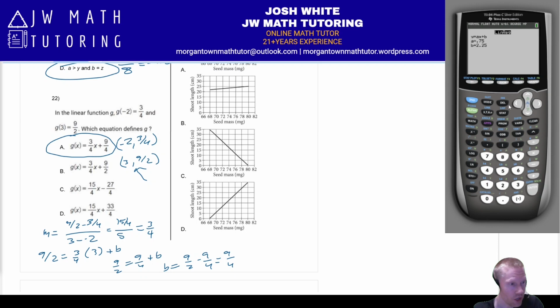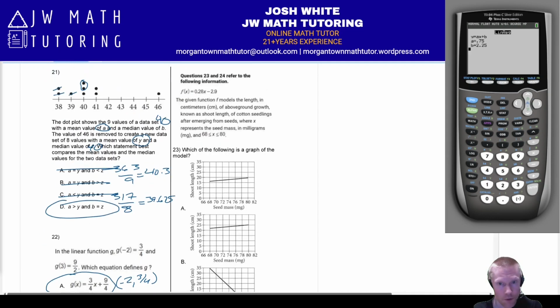Again, if you didn't know what these were in terms of fraction form, you could go back to the home screen and type them in, then hit the arrow, go to Math, option 1, Frac, and that would convert each of them to fractions. But hopefully you recognize that at least 0.75 is not the same as 15 over 4. So you would eliminate C and D right away.